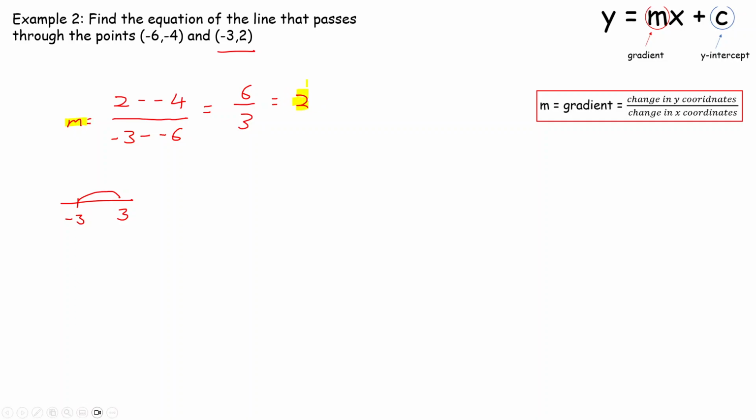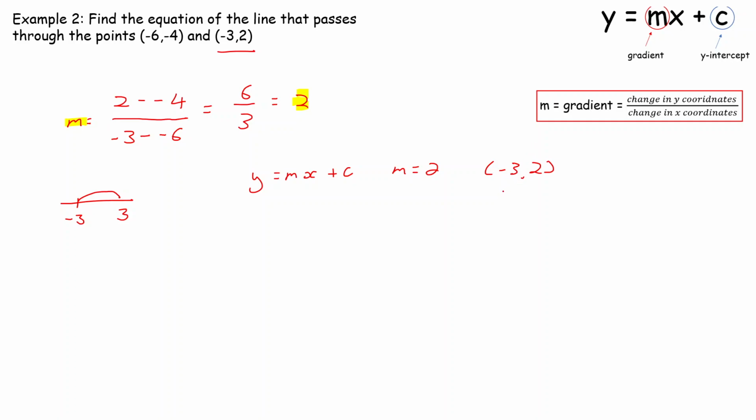Okay, and I've still got to find the c value, the y-intercept, which is trickier this time because I'm not given a coordinate where the x value is 0. So like in the previous video, I've got to use my equation of a line, y is equal to mx plus c, and use my gradient, m is equal to 2, and choose a coordinate to substitute in. I'll choose one with slightly easier numbers, probably (-3, 2), because I've got one positive number, but it is a choice. You could use any coordinate.